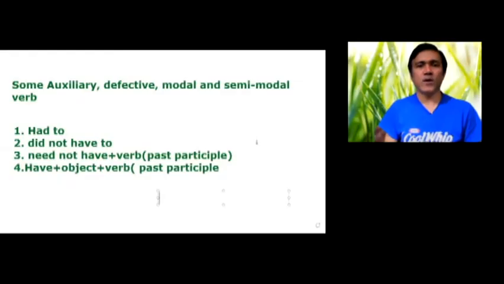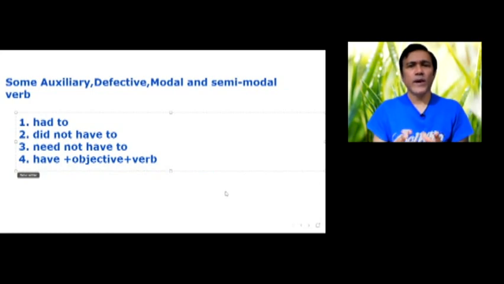Dear viewers and learners, today we are going to learn the use of had to, did not have to, need not, have plus verb past participle, have plus object plus verb past participle. We are going to learn these auxiliary verbs under the section some auxiliary, defective, modal, and semi-modal verb. So you are with me? I hope so. And with this structure, we are going to make many interesting and important sentences in our daily life. So stay with me and stay with English to Learn.